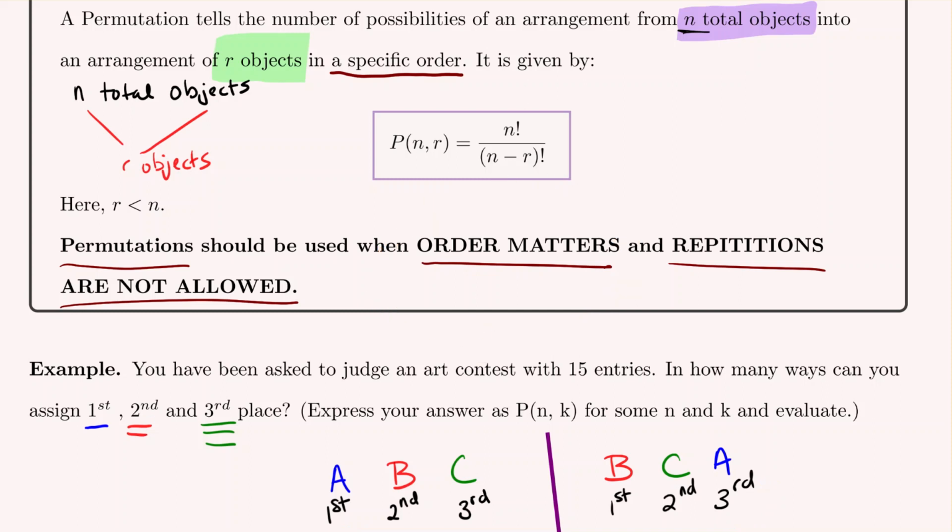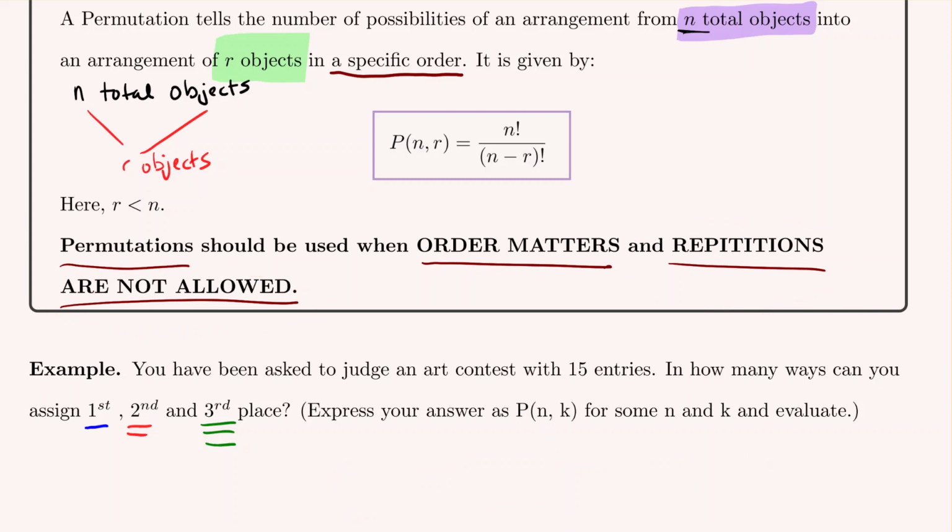Similarly, this example helps us see why repetitions are not allowed. If I had A, A, A, that would mean A as an artwork got first place, second place, and third place, which just isn't possible. Something needs to hold first place, something needs to hold second, something needs to hold third. The ranking makes it where you can't choose the same piece of art for all three awards. So that's an example why repetitions are not allowed.